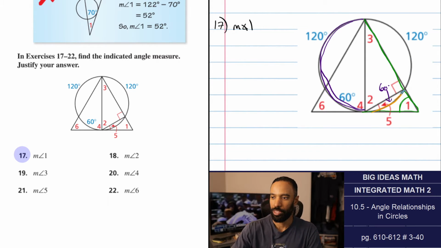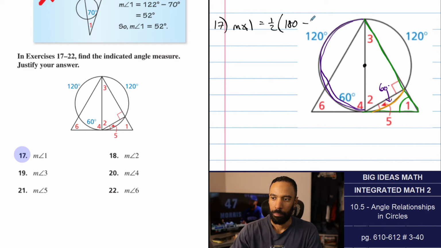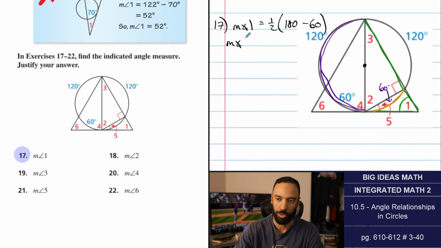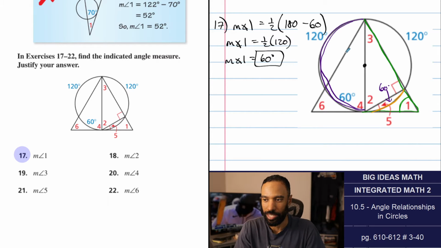So I know that the measure of angle 1 is going to be half of 120 plus 60, which is 180. I guess that's a semicircle, since this is a center. 180 minus this 60 right here. I'm sure there are other ways I could have found that, but that's the one that caught my attention with respect to this section. So we'll get half of 120, which is 60 degrees. So the measure of angle 1 is 60 degrees, not just that arc, but also the angle.